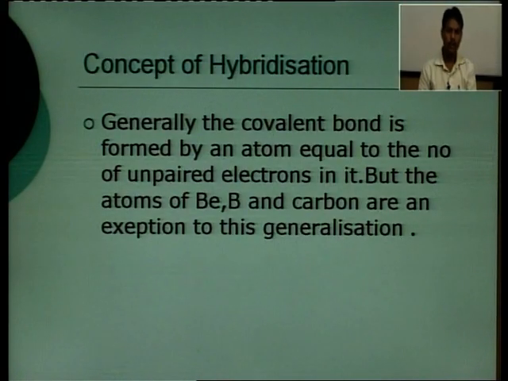Next is the concept of hybridization. Generally, a covalent bond is formed by an atom equal to the number of unpaired electrons in it, but the atoms of beryllium, boron and carbon are an exception to this generalization. For example, the covalent bond of hydrogen is formed by sharing of unpaired electrons, but in beryllium, boron and carbon it is different. The configuration of beryllium is 2s2.